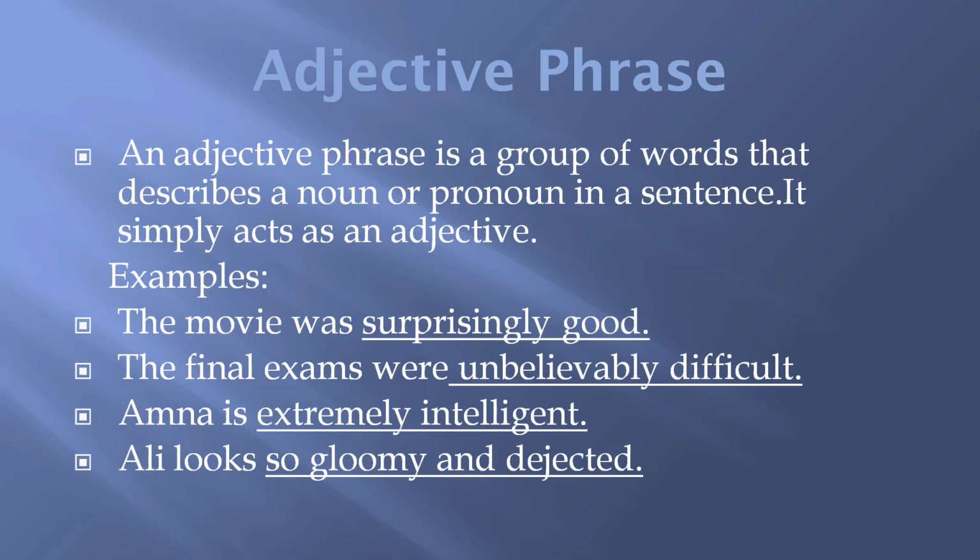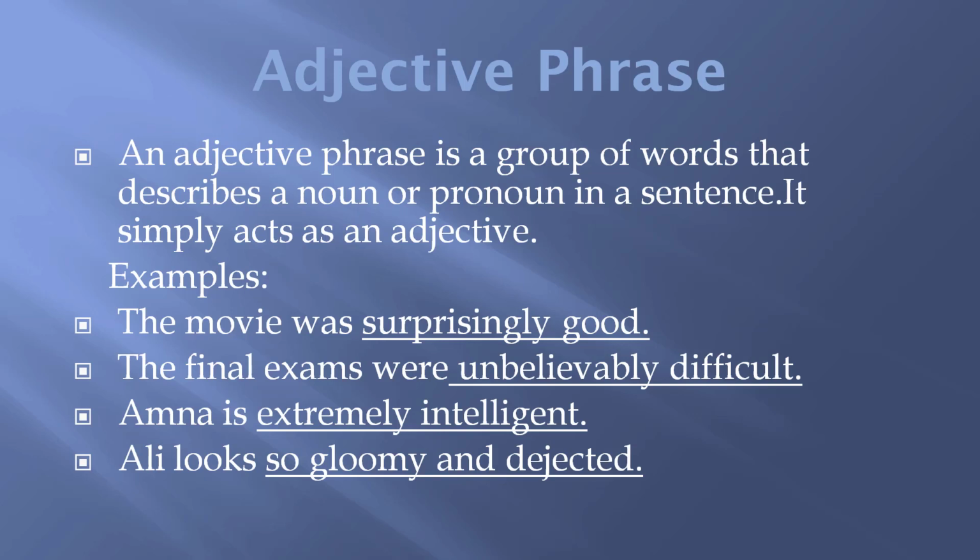The next is adjective phrase. Adjective is a describing word. It describes a noun or a pronoun. Same is the case with adjective phrase. An adjective phrase is a group of words that describes a noun or a pronoun in a sentence. It simply acts as an adjective.